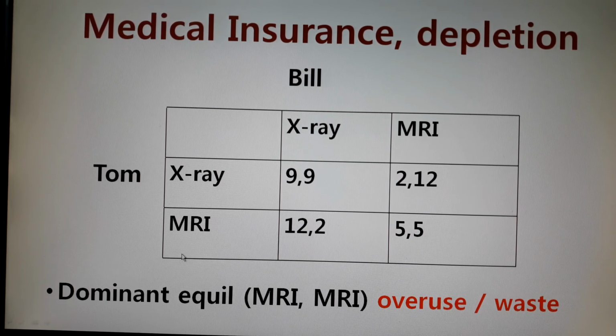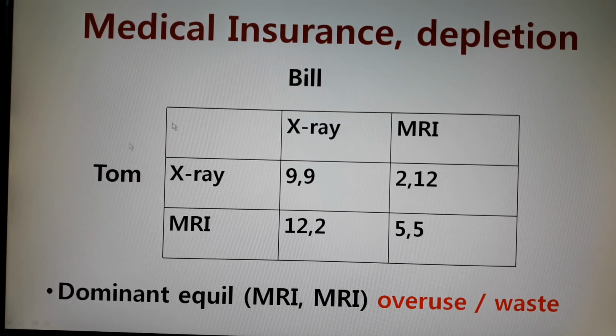On the other hand, Tom chooses MRI. So MRI gives him $20 of value, but he pays 8: 0.5 for Bill's and 7.5 for himself. So his net value is 20 minus 8, that is 12. Likewise here. So are they going to take X-ray or MRI? If Bill takes X-ray, then for Tom X-ray gives 9 and MRI gives 12. So when Bill takes X-ray, MRI is the better choice for Tom. When Bill chooses MRI, if Tom chooses X-ray, it's 2. If Tom chooses MRI, 5. 5 is bigger than 2.